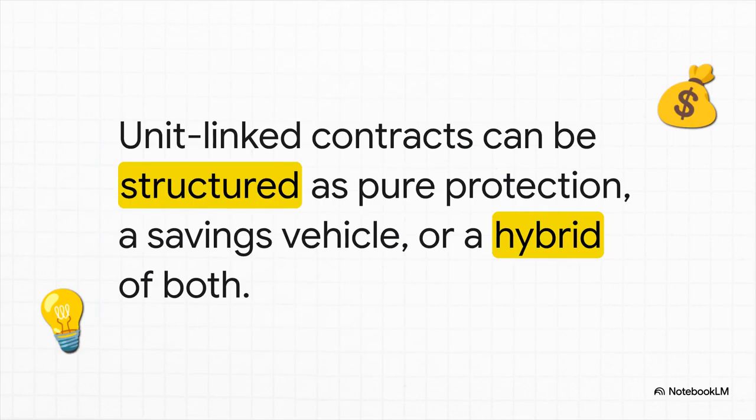And this direct link is what makes these contracts so incredibly versatile. Think about it. You can structure them as almost pure protection, kind of like term insurance, or as a dedicated savings machine, or something in between. How? Well, it's all about the ratio of the sum assured to the premium. If you crank up the death benefit, the mortality charges will eat up more of your fund. That's your protection-heavy product. But if you keep the death benefit low, most of your premium goes into buying units, and it becomes all about savings and investment.